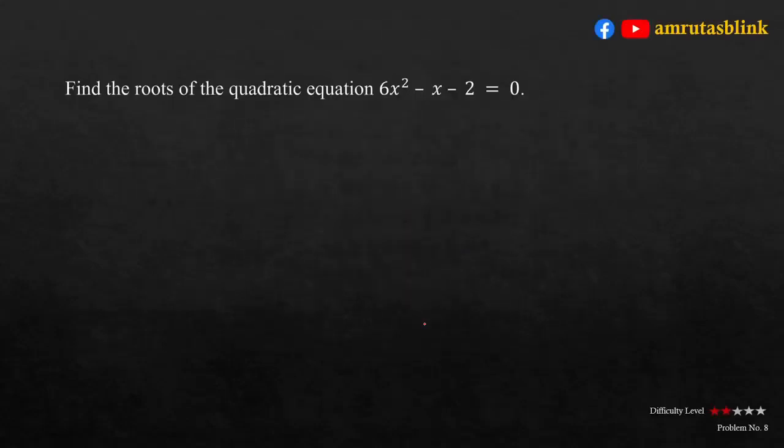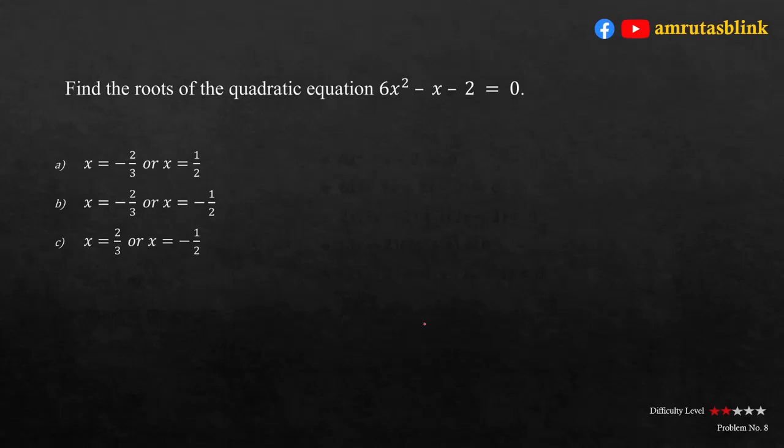Find the roots of the quadratic equation 6x square minus x minus 2 is equal to 0. X is equal to minus 2 by 3 or 1 by 2. X is equal to minus 2 by 3 or minus 1 by 2. X is equal to 2 by 3 or minus 1 by 2. X is equal to 2 by 3 or 1 by 2, and none of these. Now same options are given, only the signs are different. So we know that 2 by 3 and 1 by 2 will be there, but we just need to cross check the signs. 6x square minus x minus 2 is equal to 0.